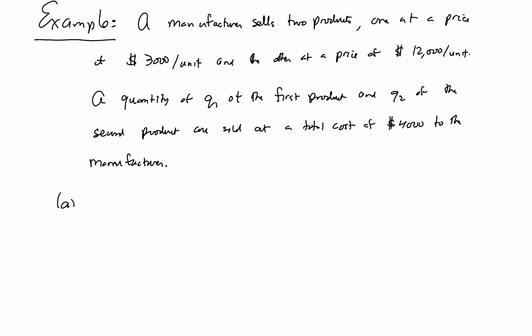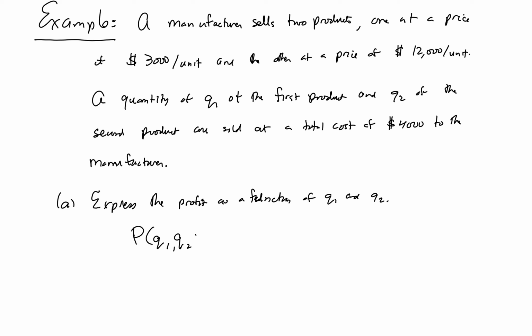Okay, so our first thing is going to be to express the profit as a function of Q1 and Q2. So for this one, we could say P is a function of Q1 and Q2. So we're going to bring in a revenue of 3,000 Q1 plus 12,000 Q2, and then we subtract the cost, which is 4,000.